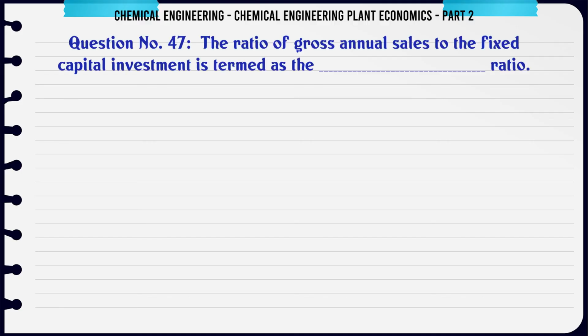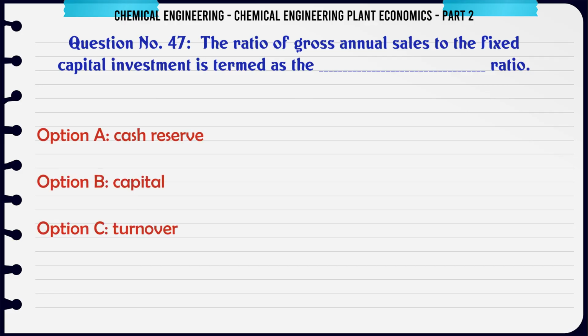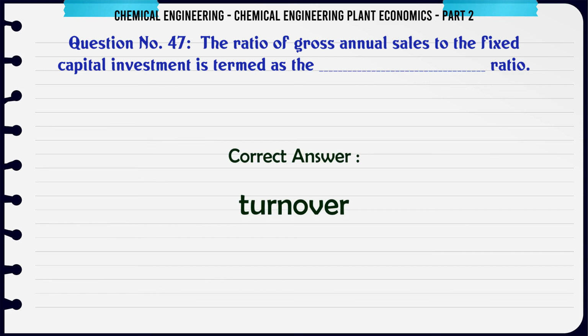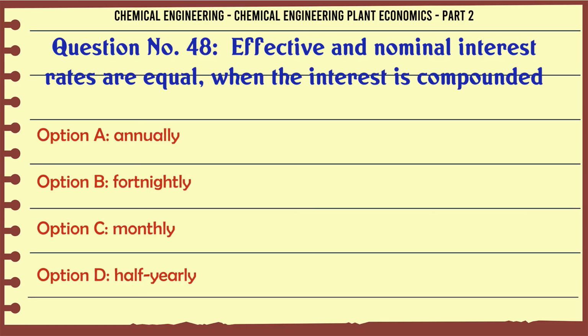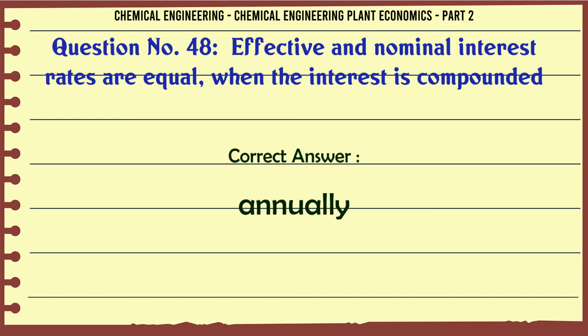The ratio of gross annual sales to the fixed capital investment is termed as the ratio A. Cash reserve. B. Capital. C. Turnover. D. Investment. The correct answer is turnover. Effective and nominal interest rates are equal when the interest is compounded A. Annually. B. Fortnightly. C. Monthly. D. Half-yearly. The correct answer is annually.